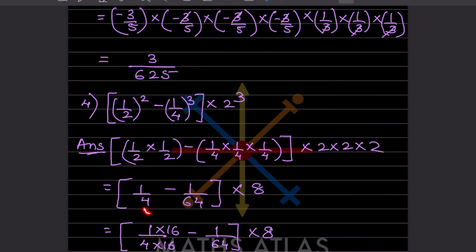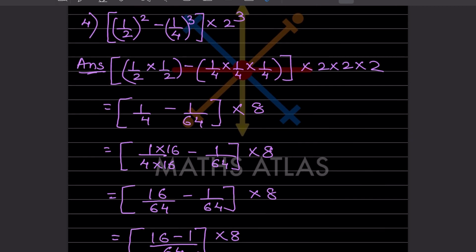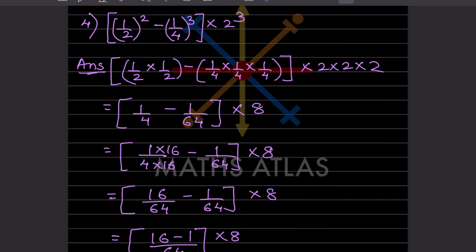Now look at here, now the denominator is different. So you have to take the LCM. So LCM here is 64. So what are you going to do? This 4, you are going to multiply by 16 for the 64. Since you have multiplied this by 16, this also should be multiplied by 16. So now look at here, both places you got 64.